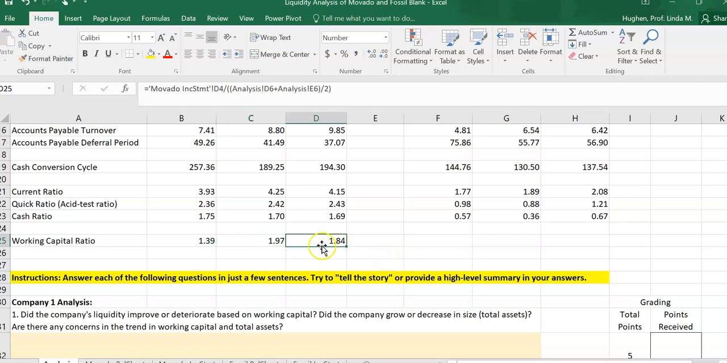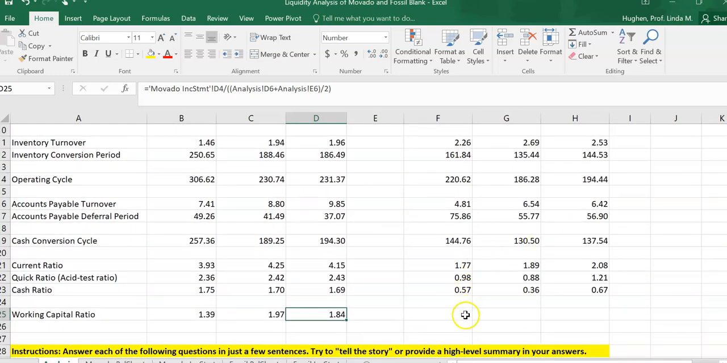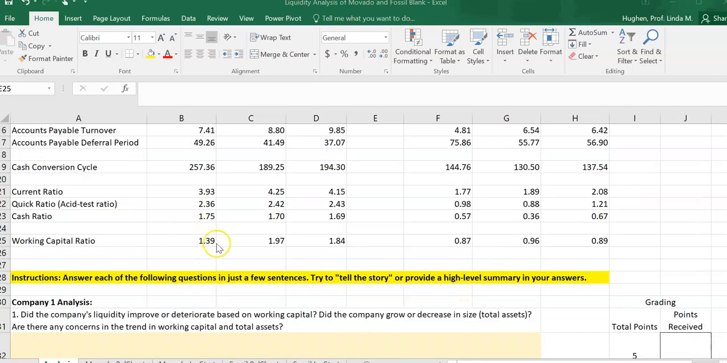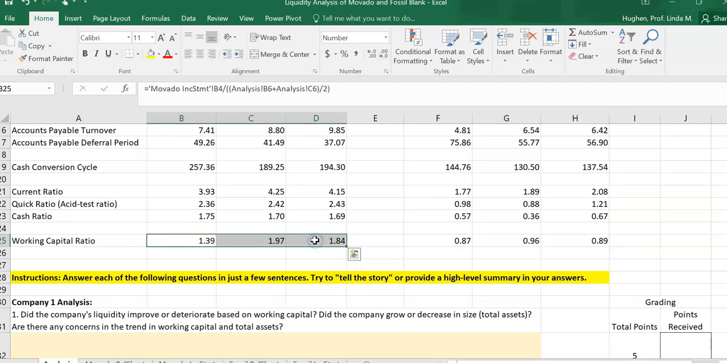So what can I say about the working capital ratio? It's decreasing over time. We're producing fewer sales with the amount of working capital that we have over time. And for Fossil, it actually has a lower working capital ratio. So we see that Movado is doing a better job making use of its working capital to produce sales.